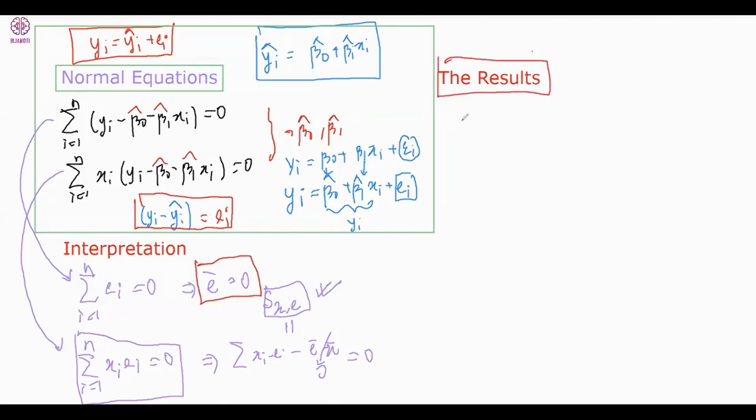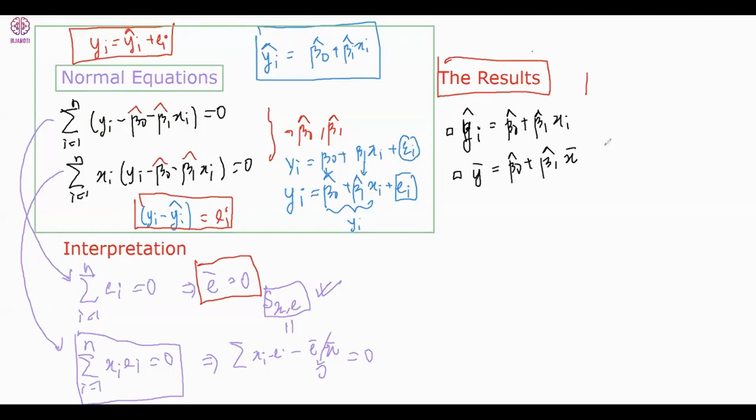We know that beta naught hat plus beta 1 hat x bar is equal to y bar, right? So let's write down the results one by one. The first result we got is that yi hat is equal to beta naught hat plus beta 1 hat xi. We also got that y bar is equal to beta naught hat plus beta 1 hat x bar.